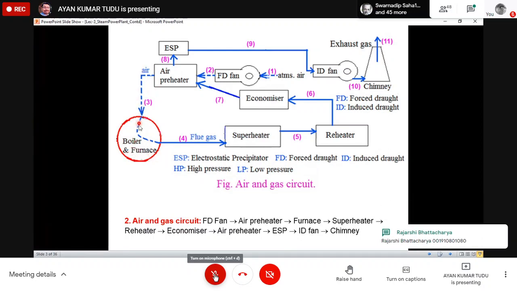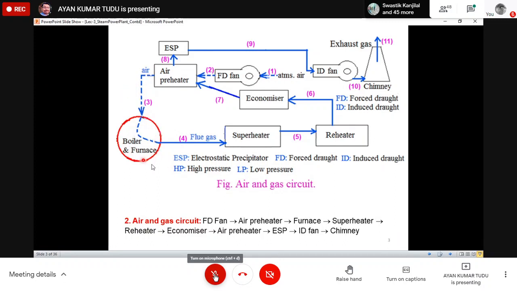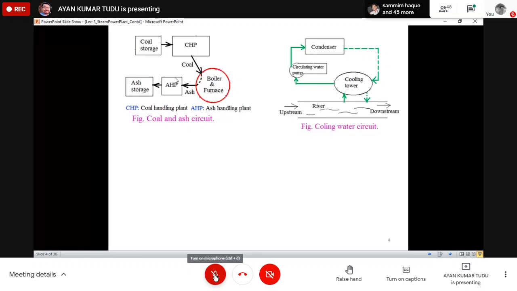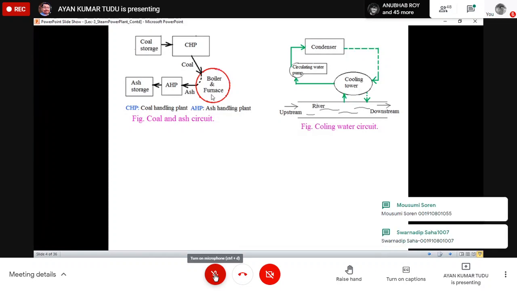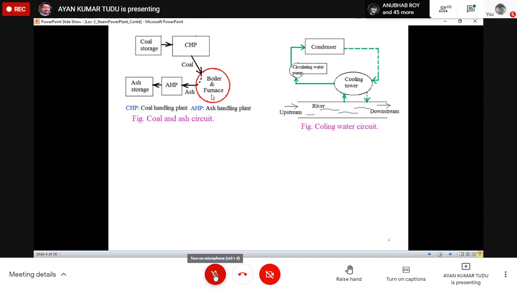Some part of the air will bring that pulverized coal into this furnace, and some part of the air will go into the furnace to burn the coal itself. So pulverized coal will be entering this boiler and furnace. Obviously, after giving away its energy, what will be left of the coal? It will be only the ash.